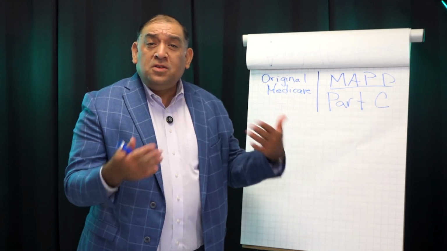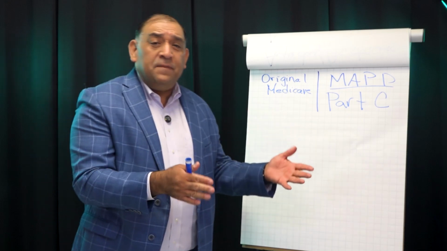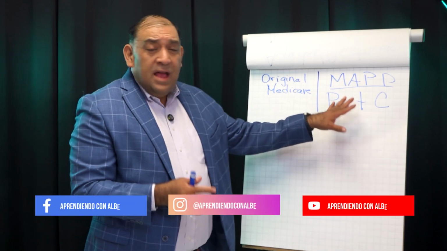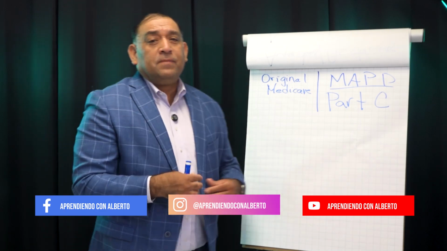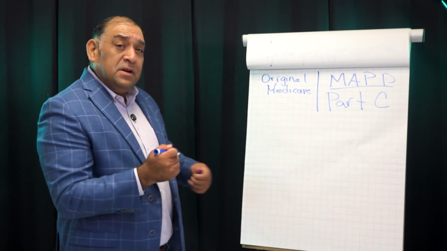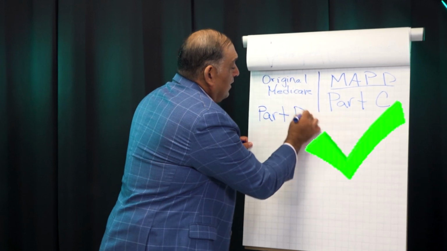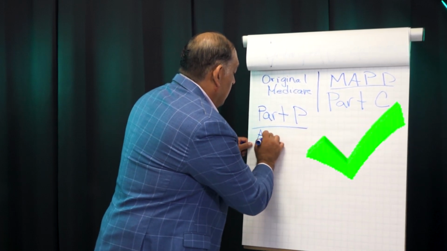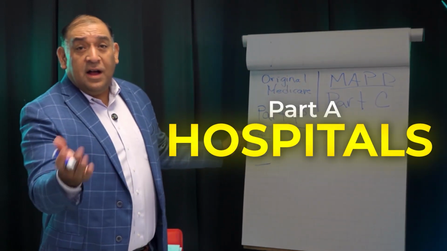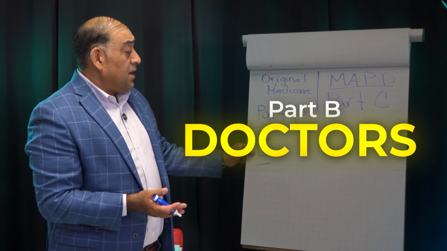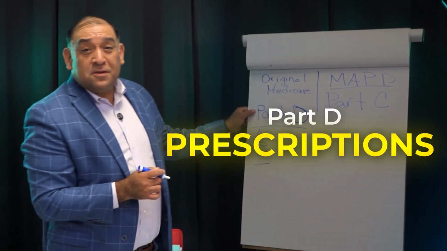Part C is an alternative to original Medicare offered by private companies, including additional benefits that could benefit you, and I'm going to get into those things throughout my presentation today. So, original Medicare has Part A, Part B, and Part D. A is your hospital, B is your doctors, and D is your prescriptions.